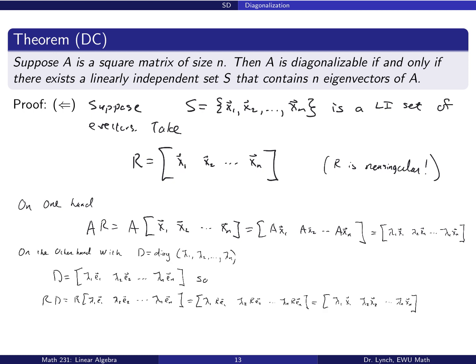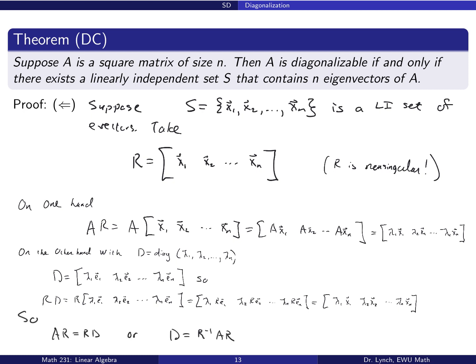So when we take D to be the diagonal matrix containing those eigenvalues, we can express D as lambda 1 E1, lambda 2 E2, all the way out to lambda n En. So of course R times D is R times that diagonal matrix, and we can write it as lambda 1 x1, lambda 2 x2, all the way out to lambda n xn. Okay, so AR is equal to RD, and we can see therefore that A is similar to a diagonal matrix.